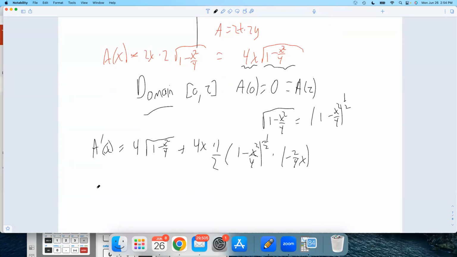Okay, so now let's clean this up. A prime x. Can't really do anything with this. So I've got that 2 and that 2 that will cancel. I've got that 4 and that 4 that will cancel. I've got this negative. I've got an x and another x. I'm going to get negative x squared times this. And I'm going to write that as that radical down in the bottom.